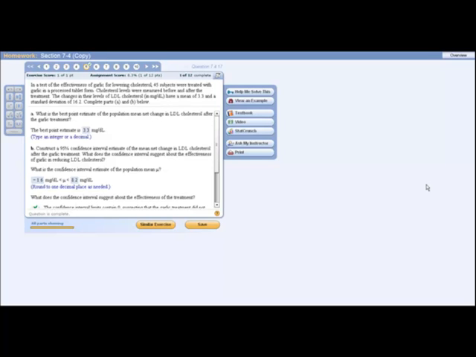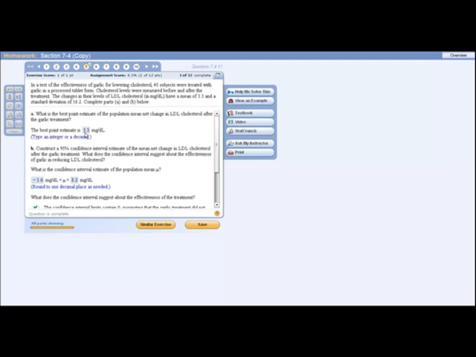What is the best point estimate of the population mean net change in LDL cholesterol after the garlic treatment? The point estimate for the population mean is the sample mean. So of this sample of 45 subjects, there was a sample mean of 3.3. So 3.3 would be the point estimate for the population mean.